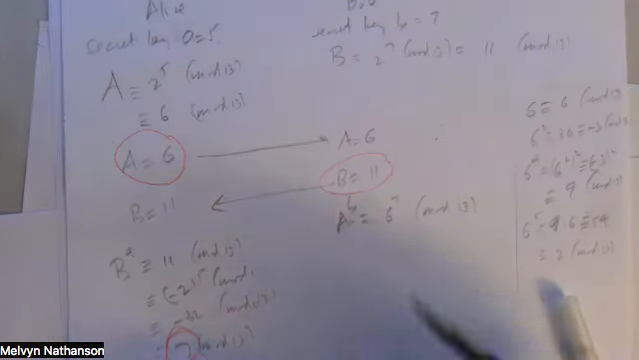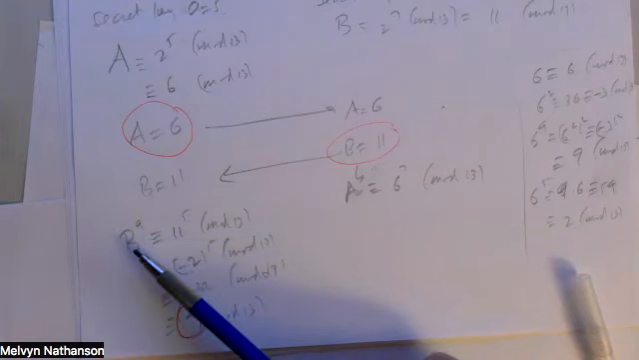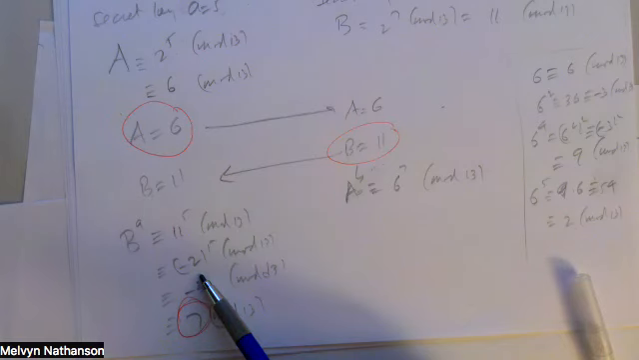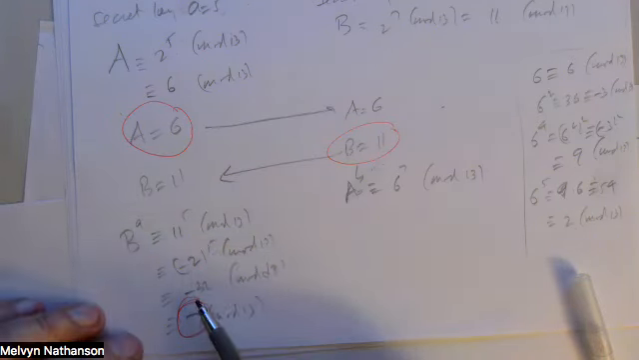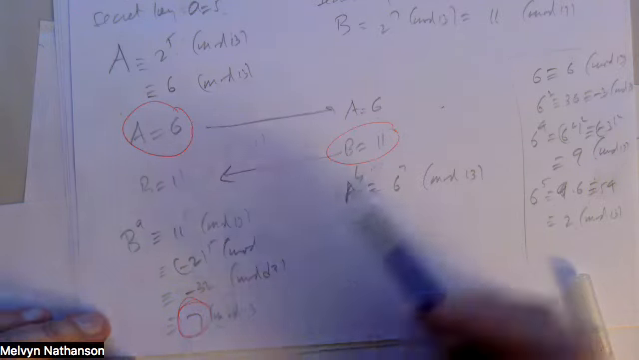Now, Alice takes Bob's number and raises it to her secret number, little a. So that's 11 to the 5th, which is minus 2, since 11 is minus 2 mod 13. Minus 2 to the 5th, that's minus 32. And minus 32 is congruent to 7 mod 13, because the difference is 39. So the key that Alice calculates is 7.